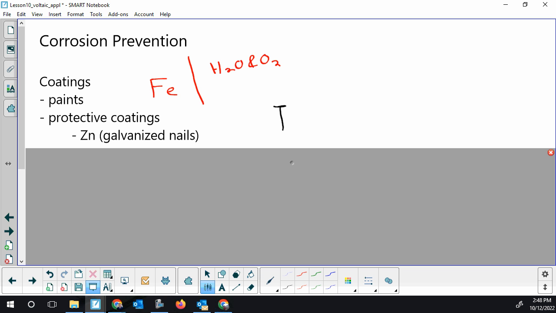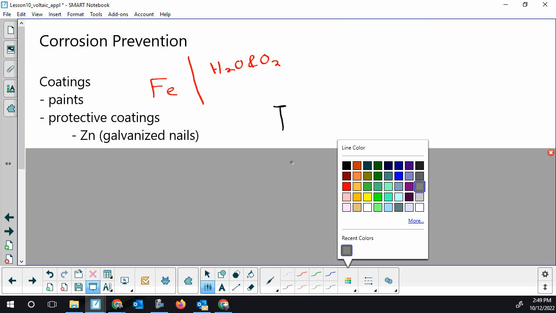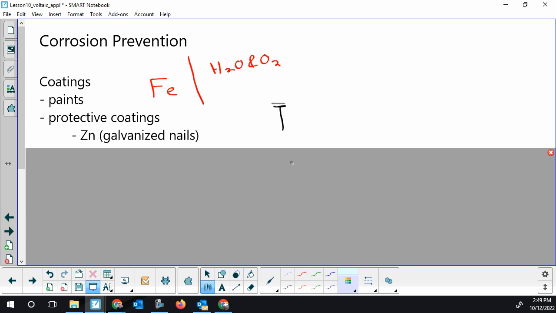So that T is meant to be a nail, an iron nail, unprotected, and when you galvanize them, you put a zinc layer over top. So the whole nail is going to get coated. It kind of does the job of paint.